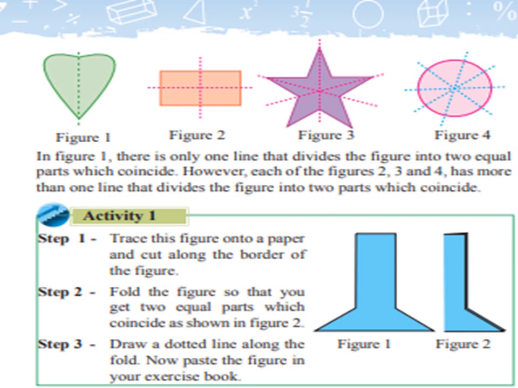And now just take it and again keep it like figure 1, so you can see the fold, and you can draw a dotted line over there and then paste it in your exercise book. That's the first activity that we should do in the first lesson.